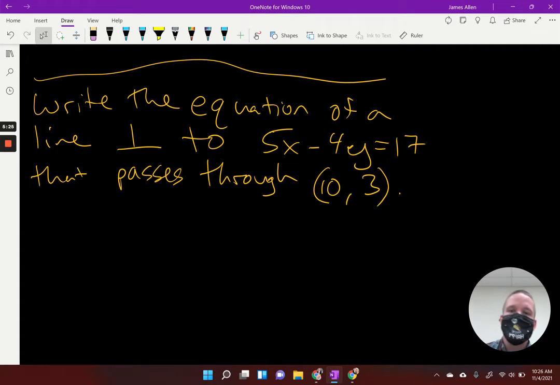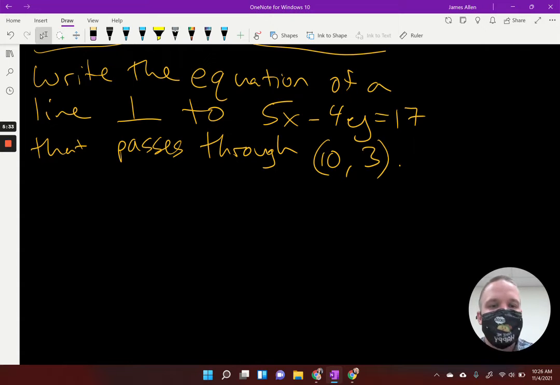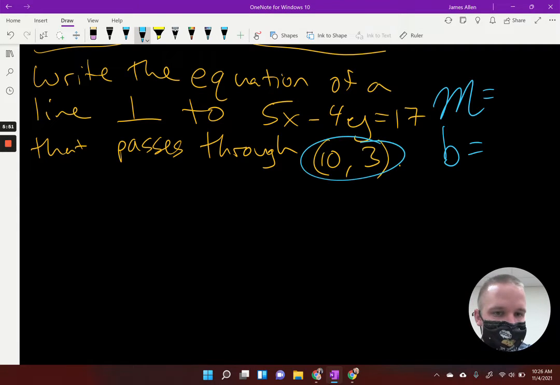Beautiful. Write the equation of a line perpendicular to that line, which isn't even in slope-intercept form. How rude of me. That passes through (10, 3). Well, first off, if I want to write an equation of a line, I need a slope, and I need a point. More specifically, I will end up needing my y-intercept. So I need those two things to finish it out. I don't have a slope, I do have a point.